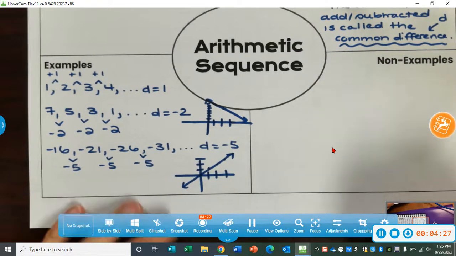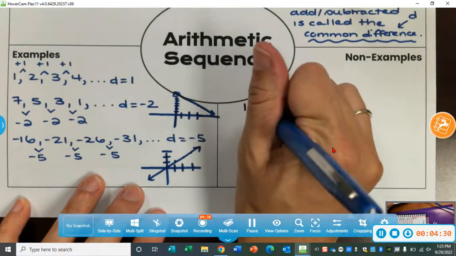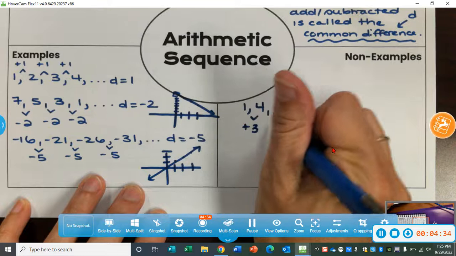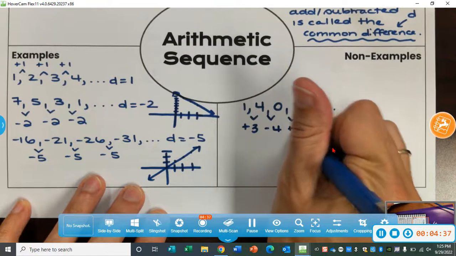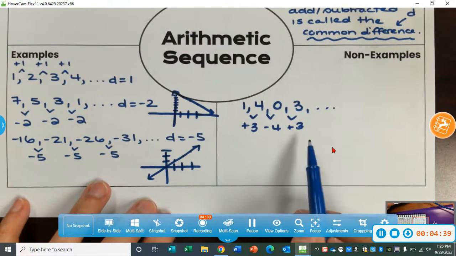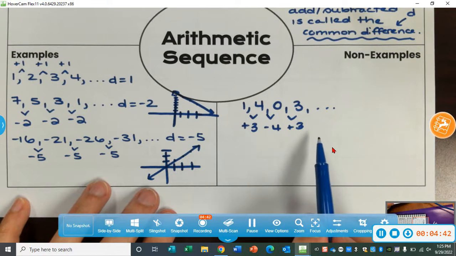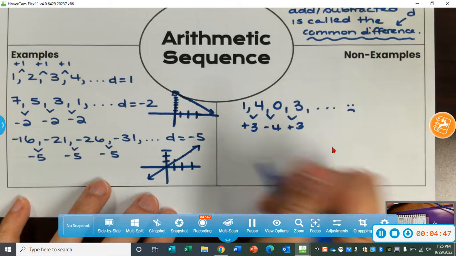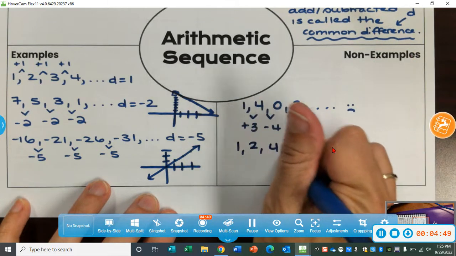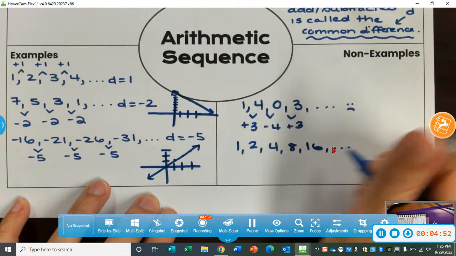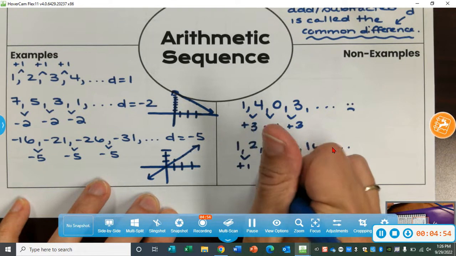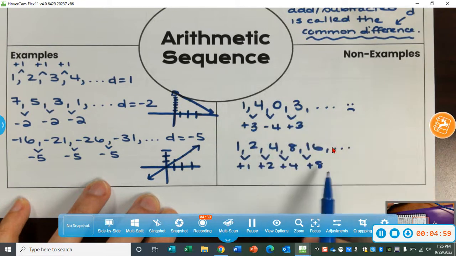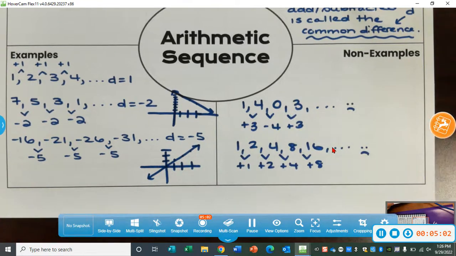All right, so things that are not linear. 1, 4, 0, 3, for example. This is +3, this is -4, this is +3. It's not the same number. So even though it might be a pattern, maybe the next one is a -4, it doesn't have the same number, so wah wah. 1, 2, 4, 8, 16 is another example. From here to here it's +1, here it's +2, here it's +4, here it's +8. You can notice that these are not the same. So this is not an example of an arithmetic sequence.